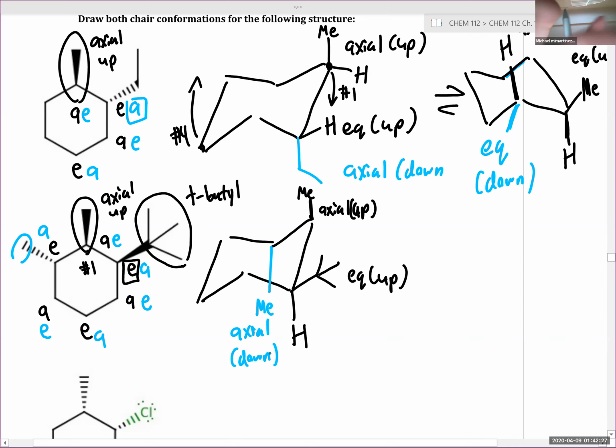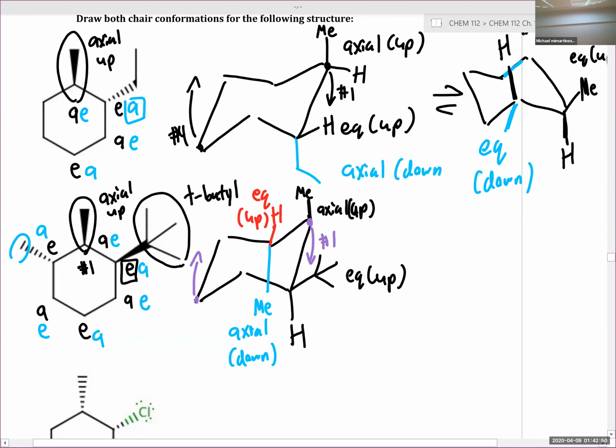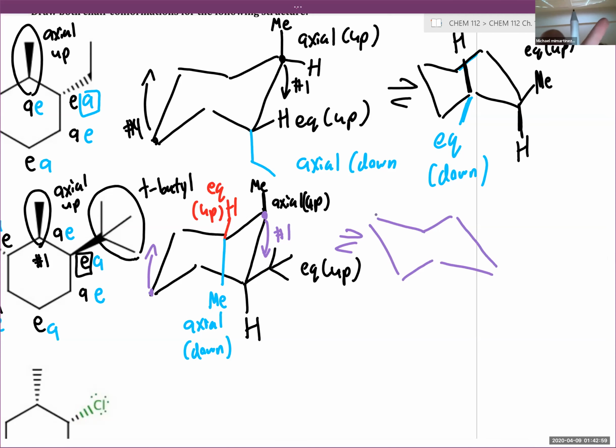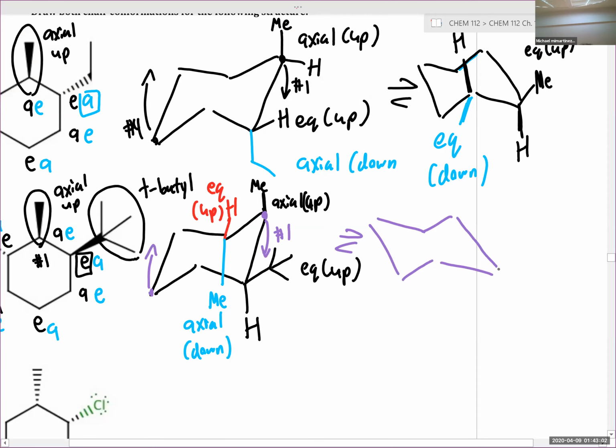Now let's do a ring flip. In our ring flip, we're going to bring carbon number 1 down and carbon number 4 up. So our methyl group is still pointing up, but instead of being in the axial position, it's in the equatorial position pointing up. Our T-butyl group, instead of being equatorial up, is now in the axial position pointing up.